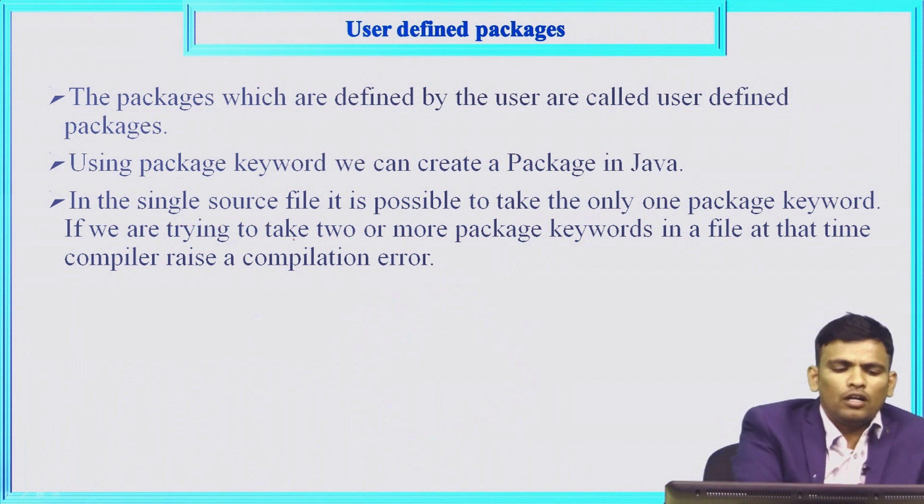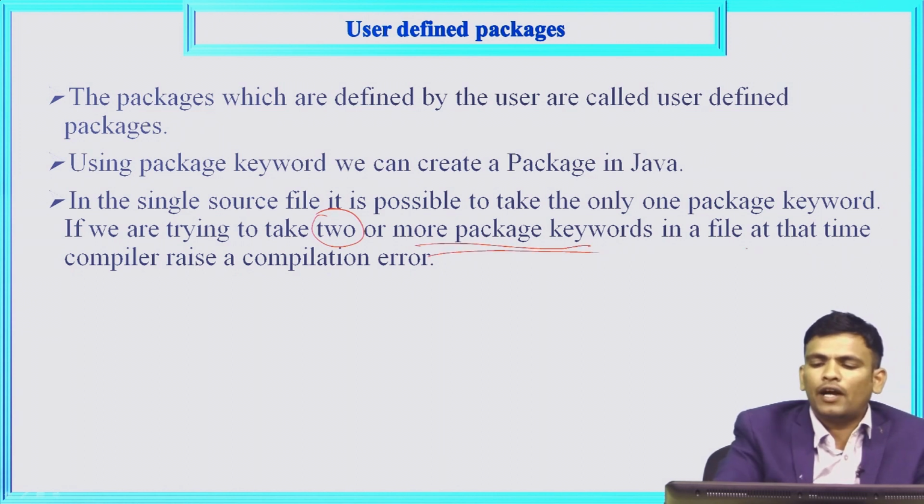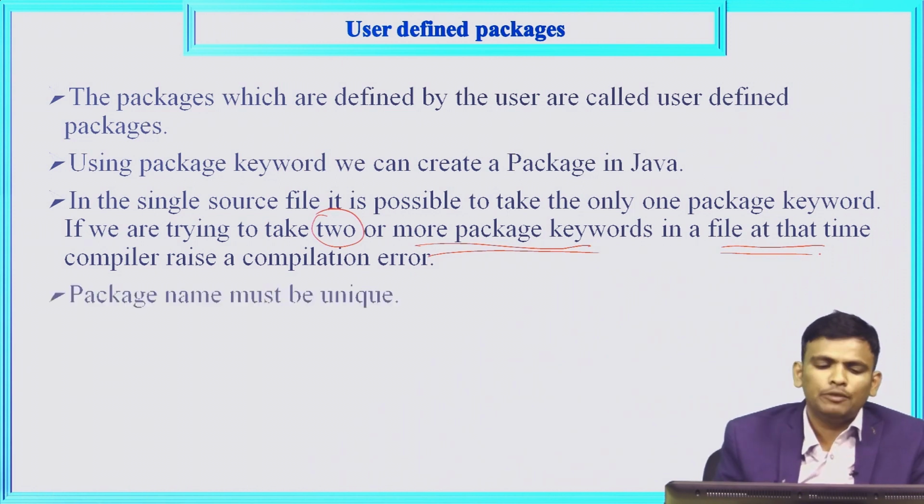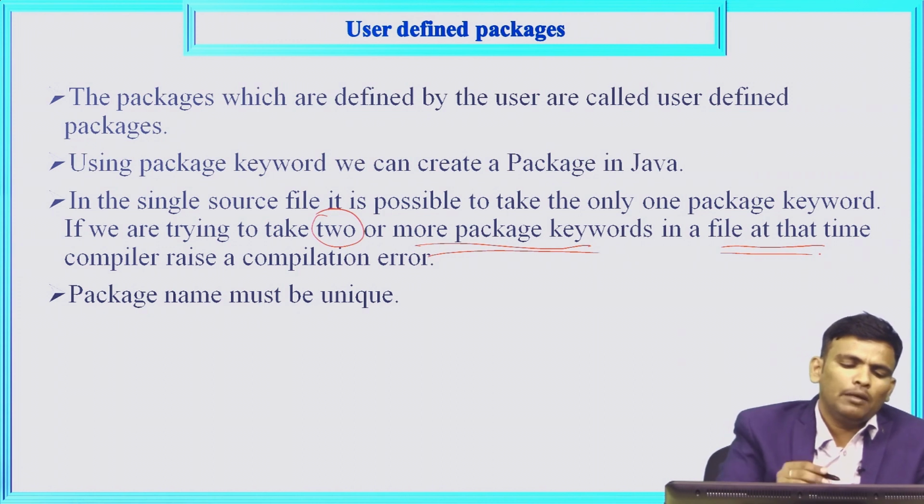If you try to take two or more package keywords in a file, the compiler will throw a compile time error. Compulsorily only one package keyword is allowed, and that package keyword must be the first statement. If you write it anywhere else, it will throw an error. It must be the first line; if you write it in the second or third line, it will throw a compile time error. Next, the package name must be unique.